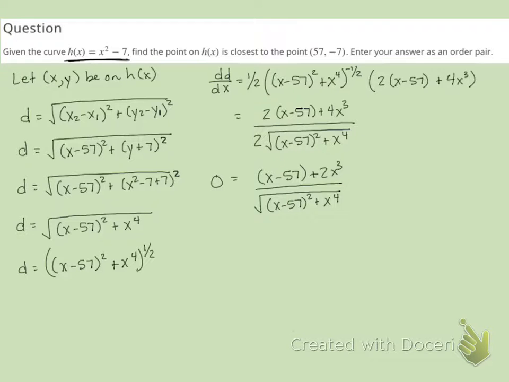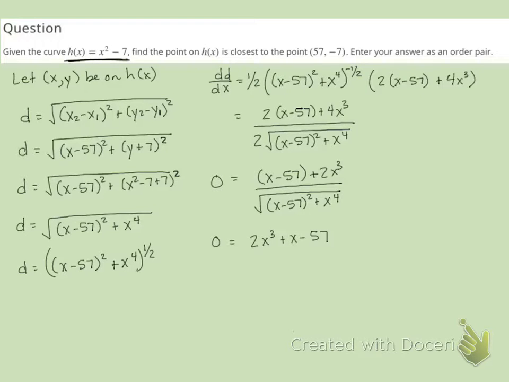Now, looking at my denominator, this is a distance. It is never going to be 0 or negative, so I don't have to worry about the denominator. I'm setting this fraction equal to 0, so I'm only looking at where the numerator equals 0. So I'm only looking at where 2x cubed plus x minus 57 equals 0. So notice I rewrote the numerator.